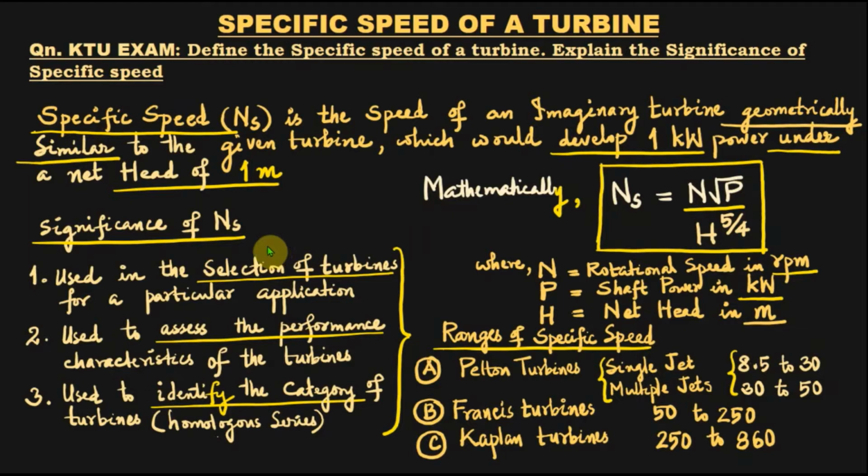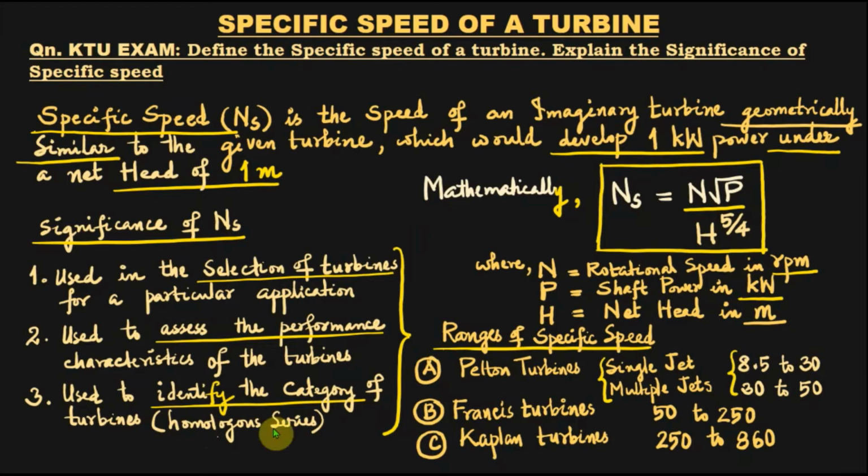Now what is the significance of this specific speed? The specific speed is used in the selection criteria. That is, it is used in the selection of turbines for a particular application. It is also used to assess the performance characteristics of the turbines. It can also be used to identify the category of turbines, that is, in which homologous series the given turbine belongs.